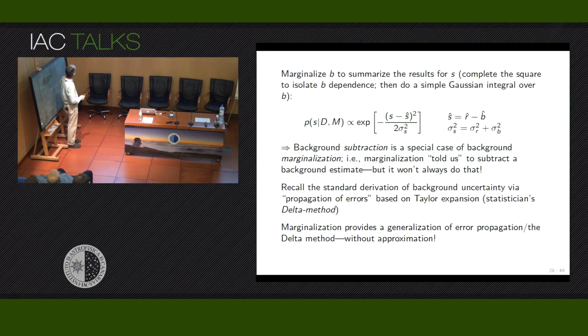So the propagation of error approach that you learned, you might recall, is based on Taylor expansion type arguments. The formal statistical development of this is called the delta method. If you ever have to look it up in a frequentist statistics book, that's what it's called, referring to deltas in the sense of small deviations from the peak. Marginalization provides a generalization of error propagation, but there's no approximations involved. The marginalization idea doesn't require things to be Gaussian. It doesn't require things to be linear with respect to your parameters as they were trivially here. The idea applies completely generally.